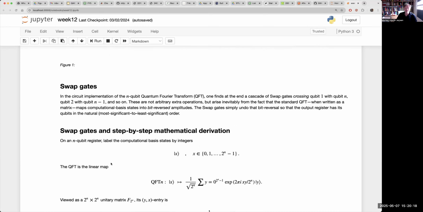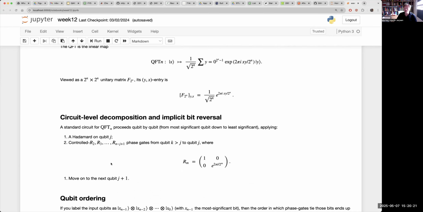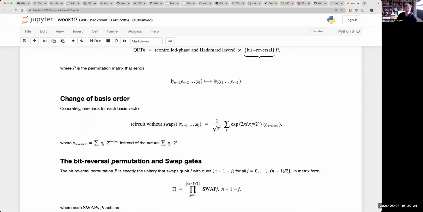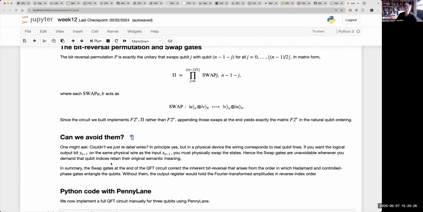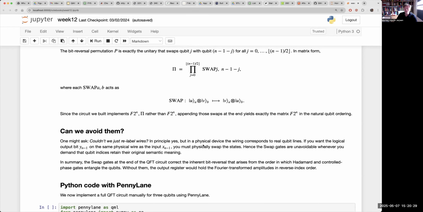And you can see that there are some step-by-step derivations here, which I will just leave as they are. But you can obviously avoid them. In principle, yes, but in a physical device, the wiring corresponds to actually real qubit lines. And if you want the logical output bit y n minus 1 on the same physical wire as the input x n minus 1, then you must physically swap the states. So hence these swap gates are unavoidable whenever you demand that qubit indices retain their original semantic meaning.